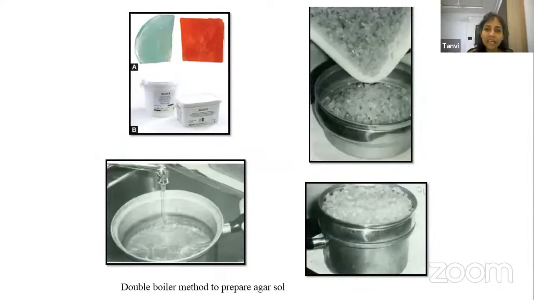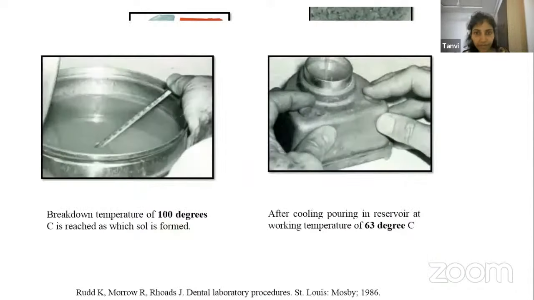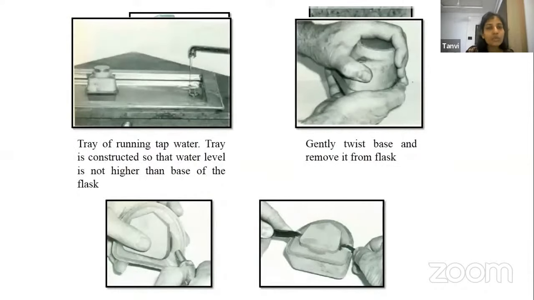It melts at about 100 degrees centigrade. The temperature is checked and it is poured into the reservoir at 63 degrees centigrade, which is the working temperature for the agar-agar. Now, to allow the cooling process so that the sol is converted to gel, we keep the flask in a tray which has running water. Care is to be taken that the base of the flask does not get immersed in the water, otherwise it will imbibe the water.